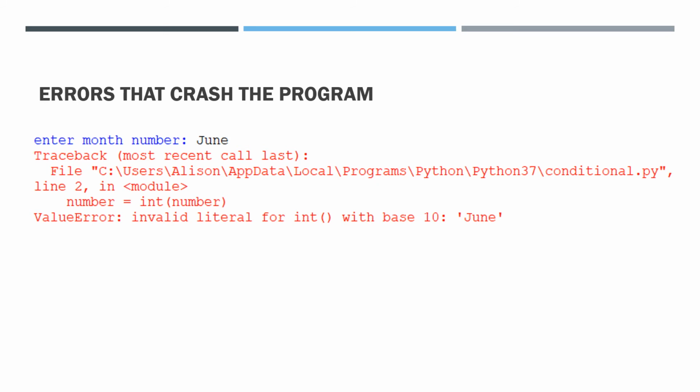The program crashes and an error message appears. Basically, what it's saying is it doesn't know how to convert the word June into an integer. That's not something that a computer can do. And an error like this is very serious because the rest of the program simply won't run. So how can we prevent it?